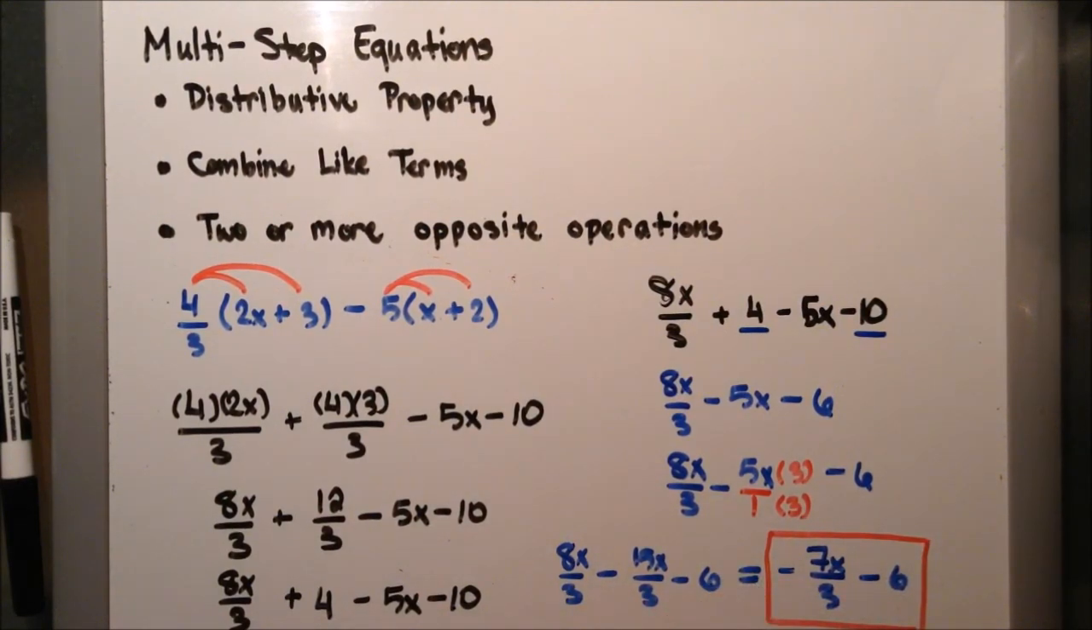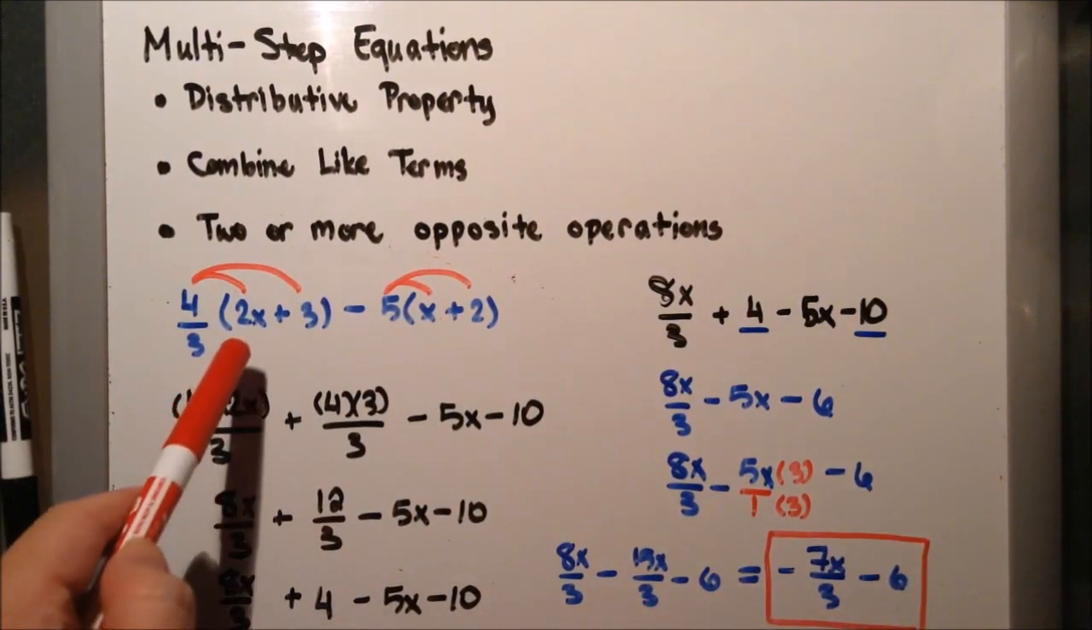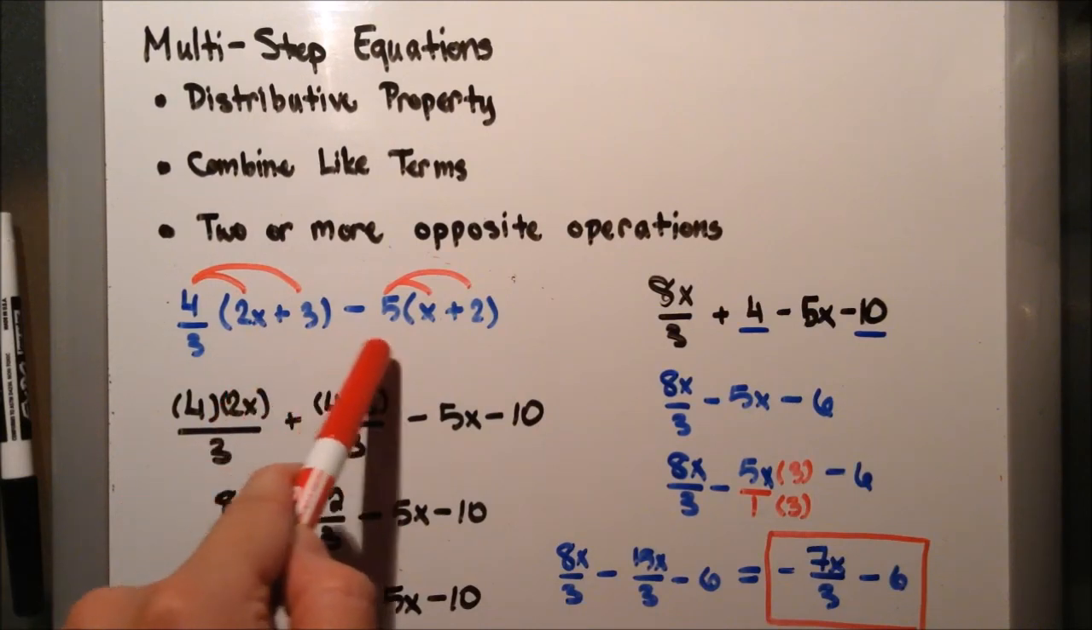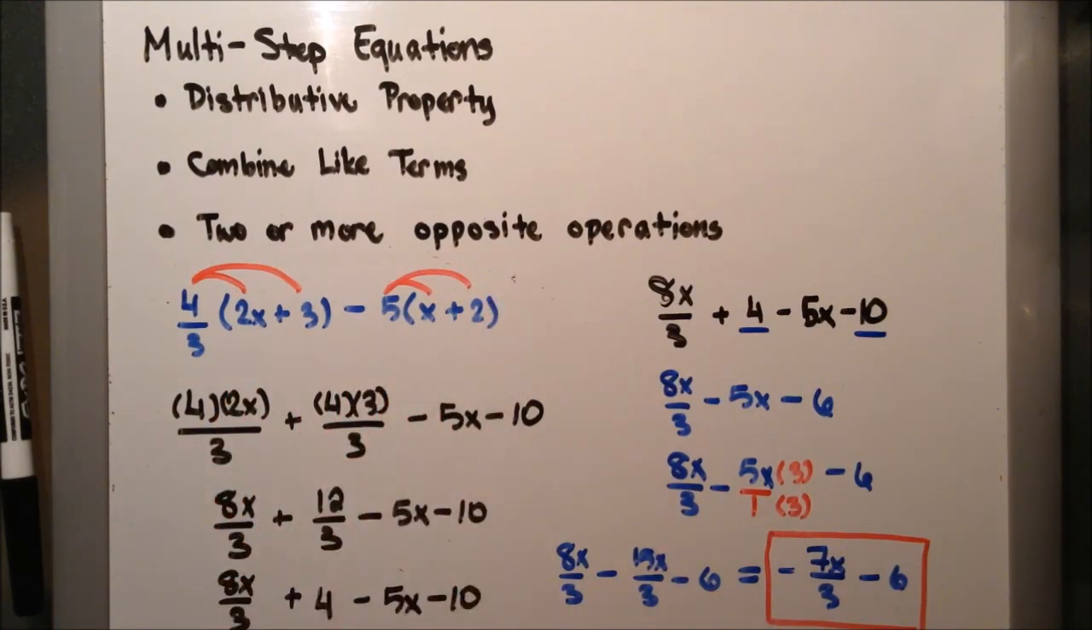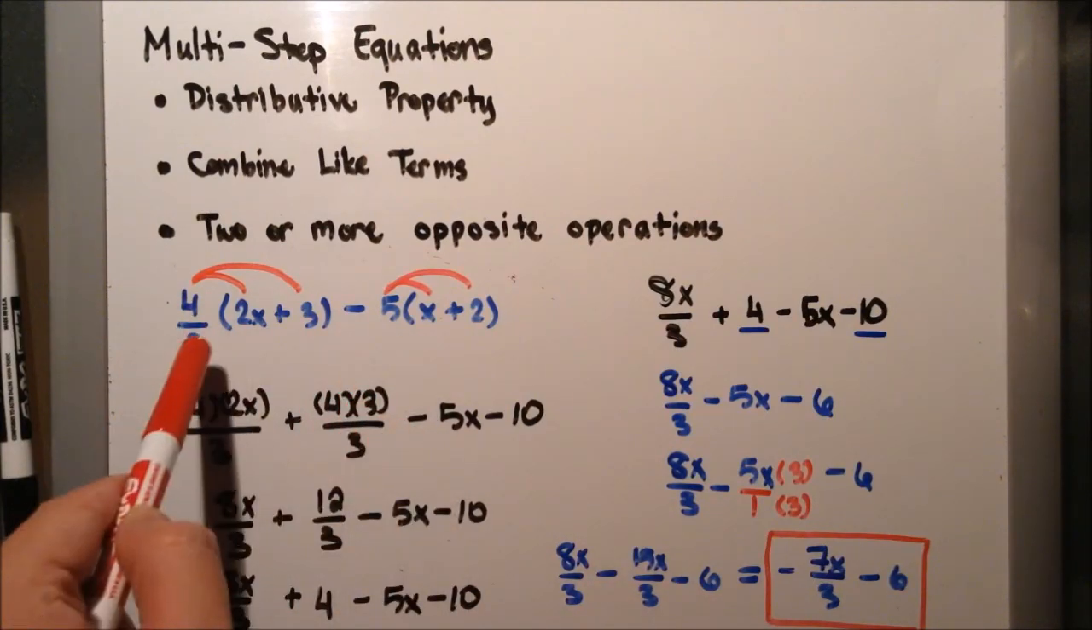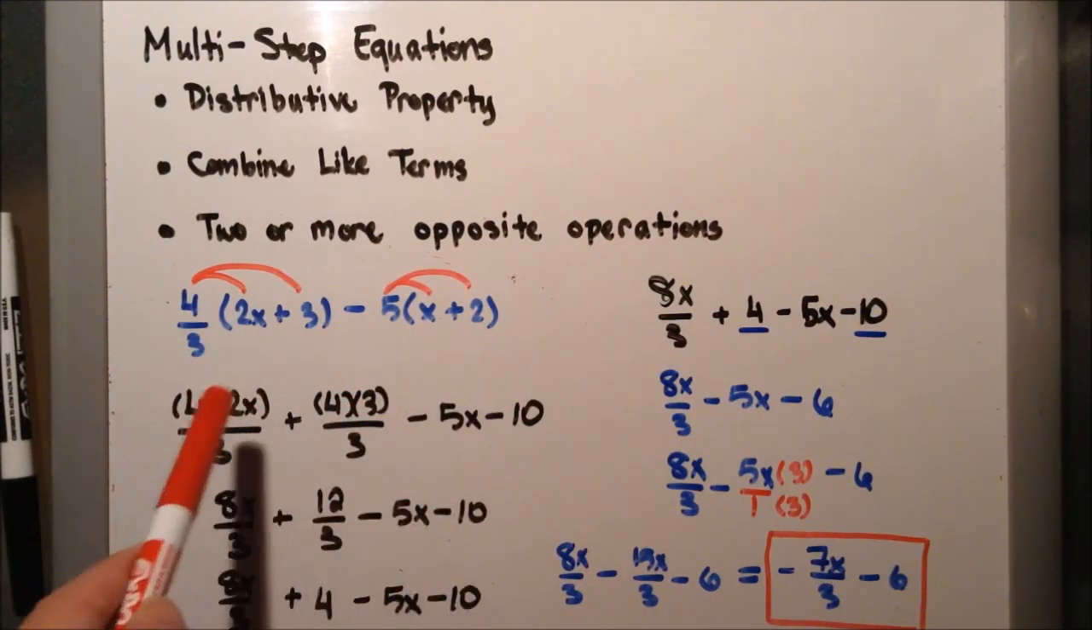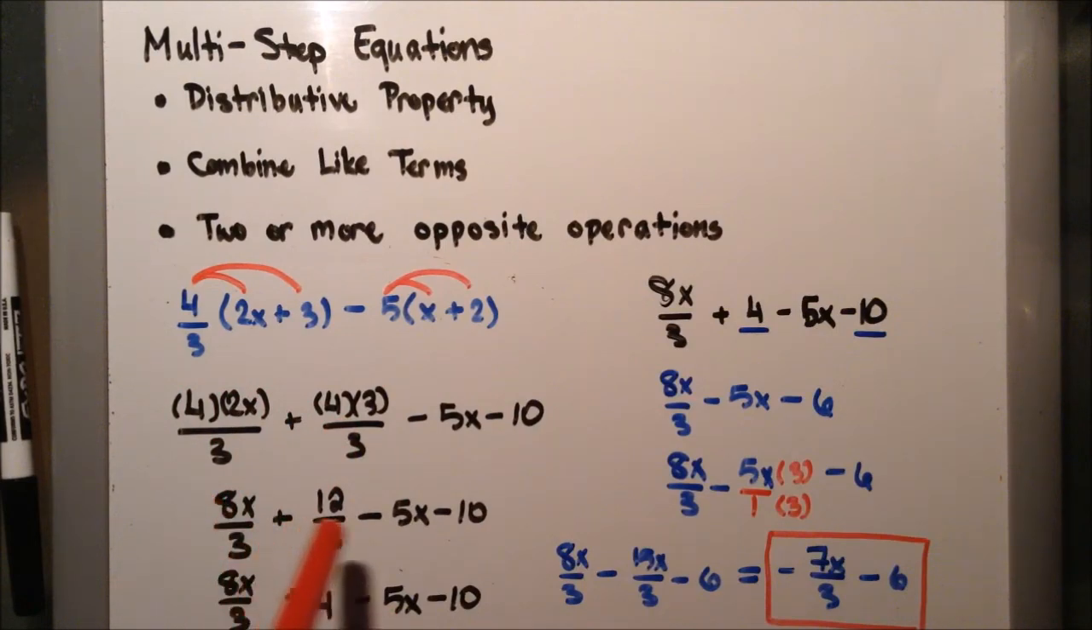So, our example was 4/3 times 2x plus 3, and then minus 5 times x plus 2. We simplify it, distribute the outside number using the distributive property, simplify the fraction, combine like terms, and then convert to fraction to combine them together, and our final answer is negative 7x over 3 minus 6.